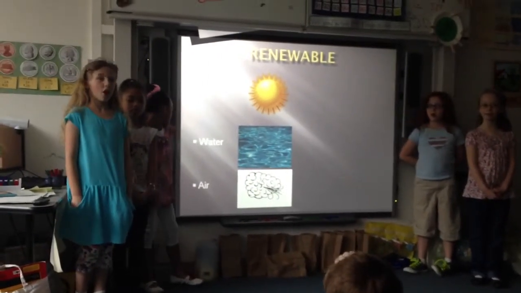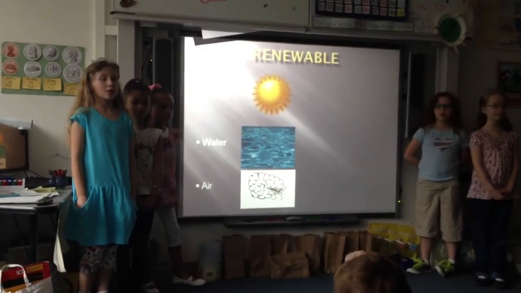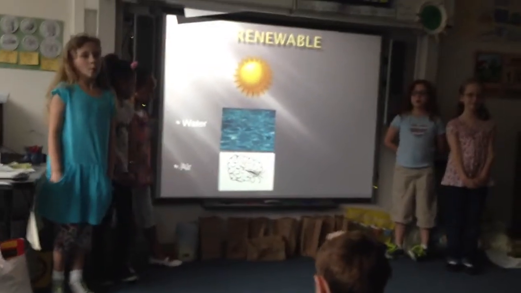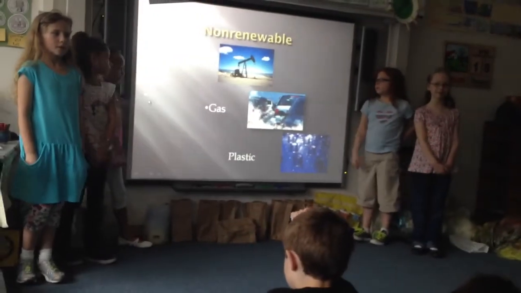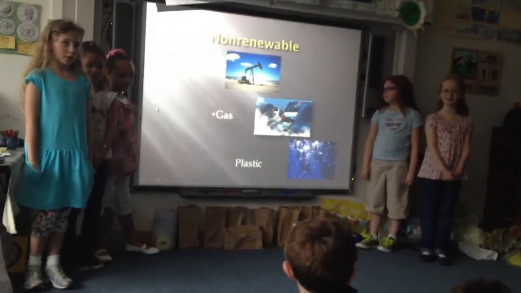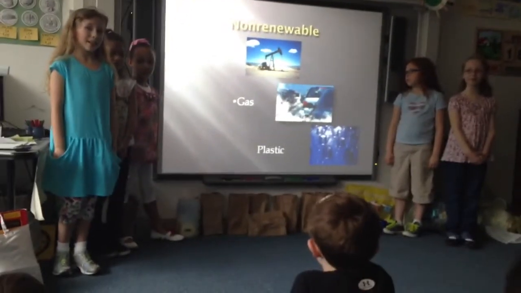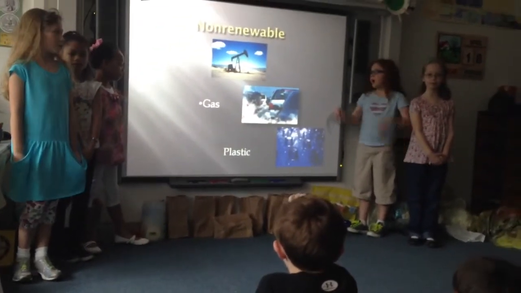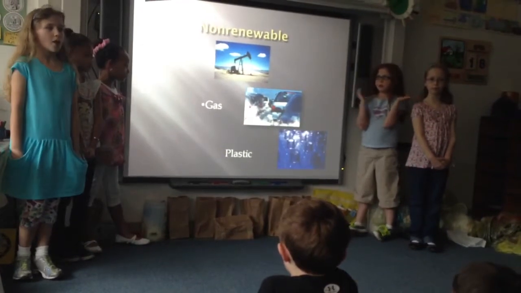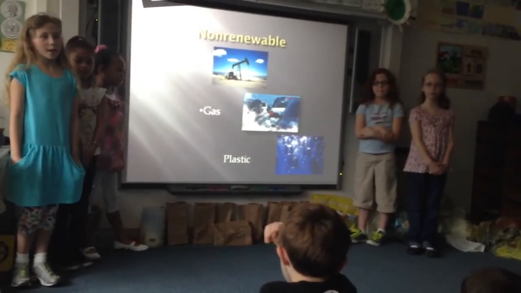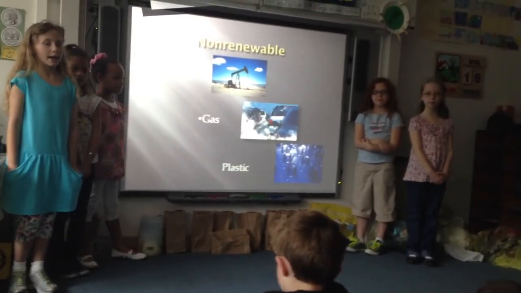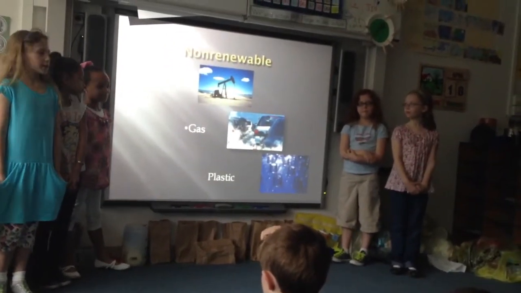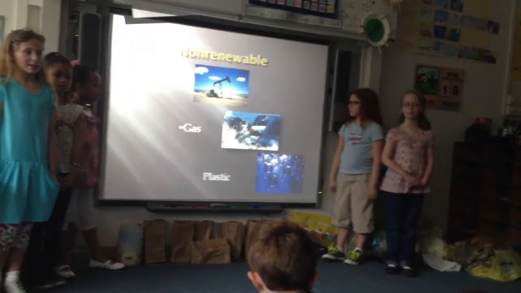Renewable resources are resources that you can use over and over again. For example, sun, water, and air. Non-renewable resources are resources that, once used, are gone forever. For example, fossil fuels. What are fossil fuels? Fossil fuels are made from animals from long ago and also plants. Fossil fuels can be made into things, for example, gas and plastic.